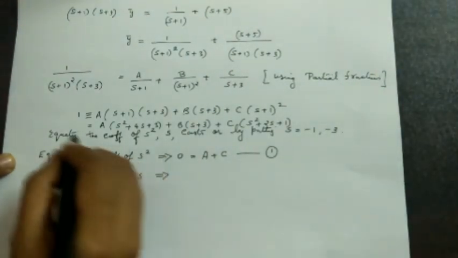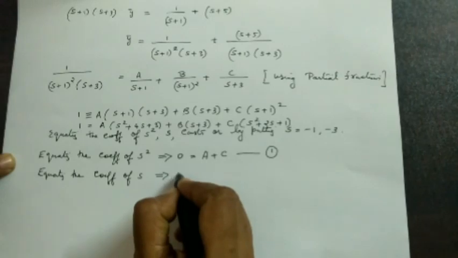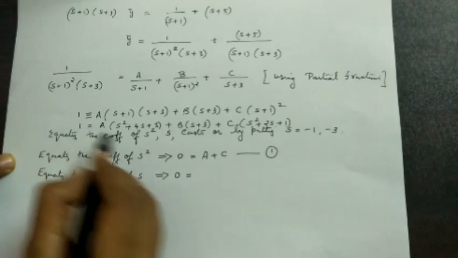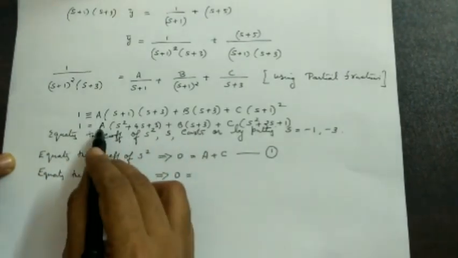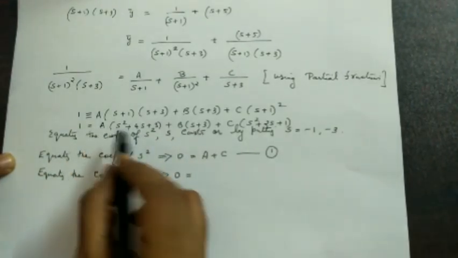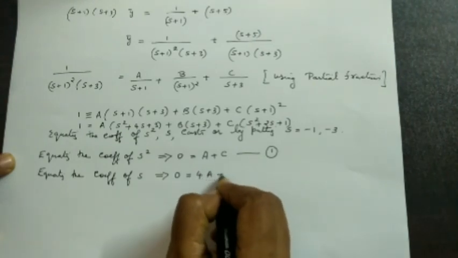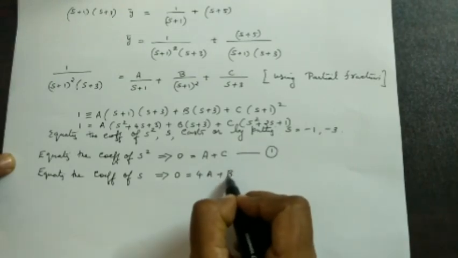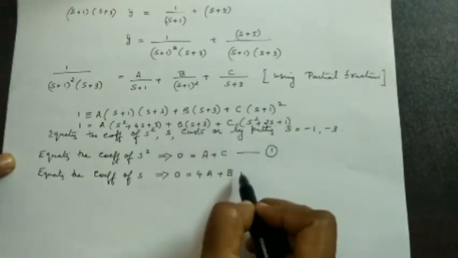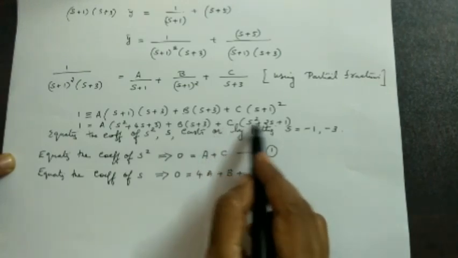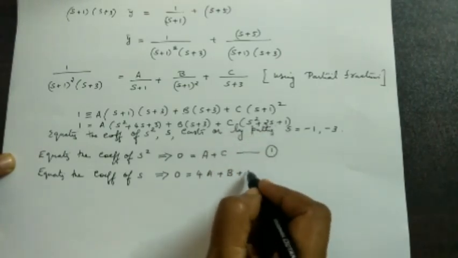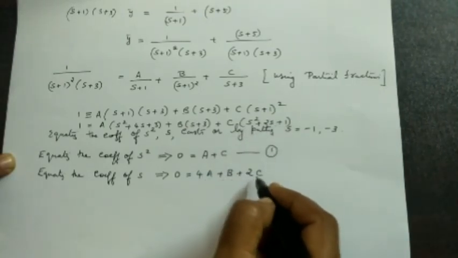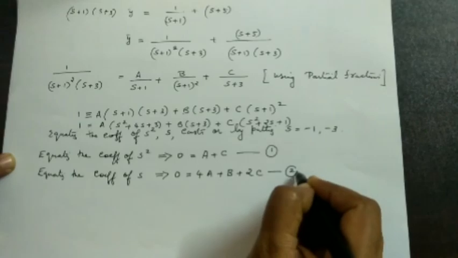Here, there is no term containing the coefficient of s on the left hand side, therefore it becomes equal to 0. Now on the right hand side we have 4 into a, so 4a, plus b into s, so the coefficient of s is b, and in the third term we have 2 into c into s, therefore the coefficient of s is 2c. Here also we have 3 constants, put it as equation number 2.